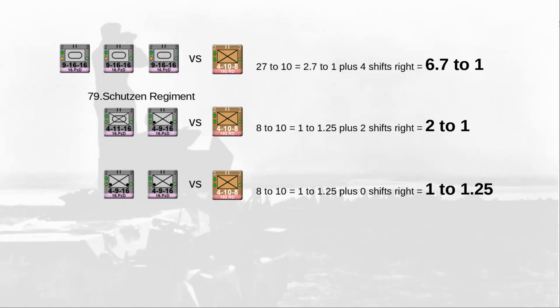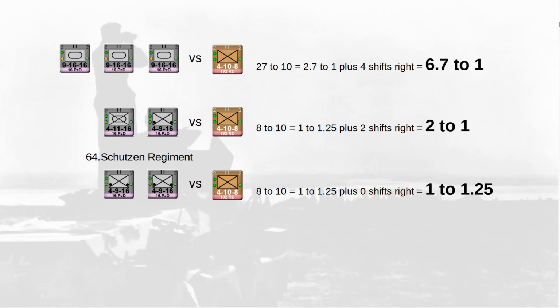The 79th Schutzen Regiment has 2 battalions. One is a mechanized infantry battalion with shock value 2. The other is a motorized infantry battalion with shock value 0. Again, this regiment will attack using normal supply. This gives us odds of 8-to-10, or 1-to-1.25, in the Soviets' favor. Because a side's final shock value is based on the highest shock value of any of its engaged units, we use the shock value of the mechanized infantry battalion. So, the final odds are shifted from 1-to-1.25 to 2-to-1 in the Germans' favor.